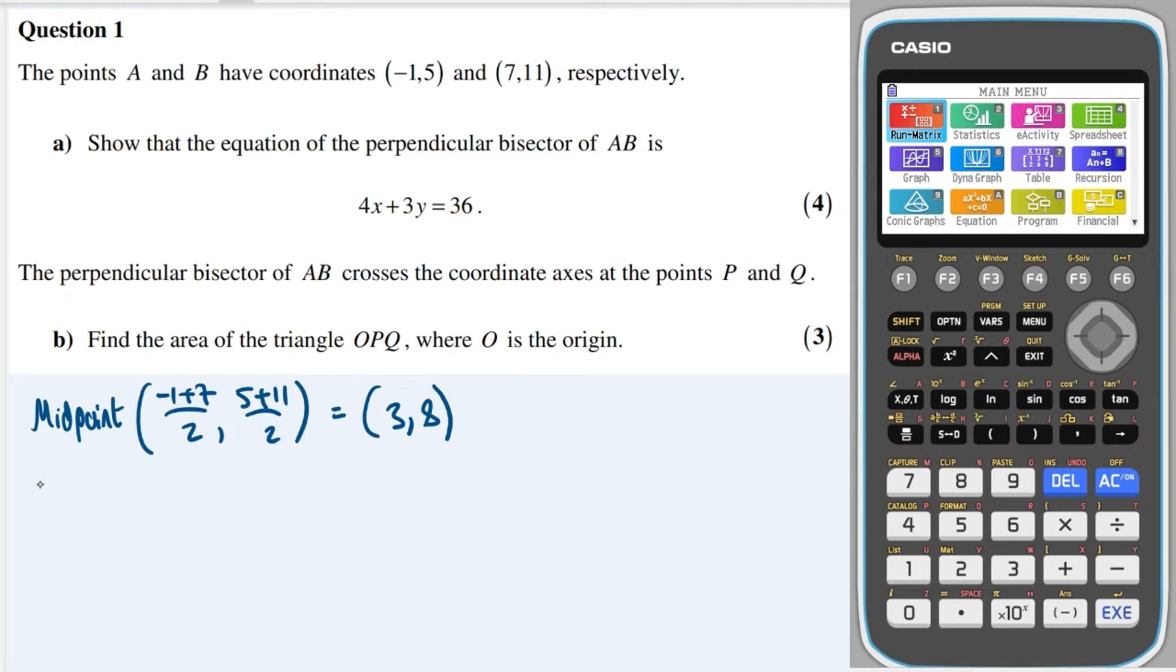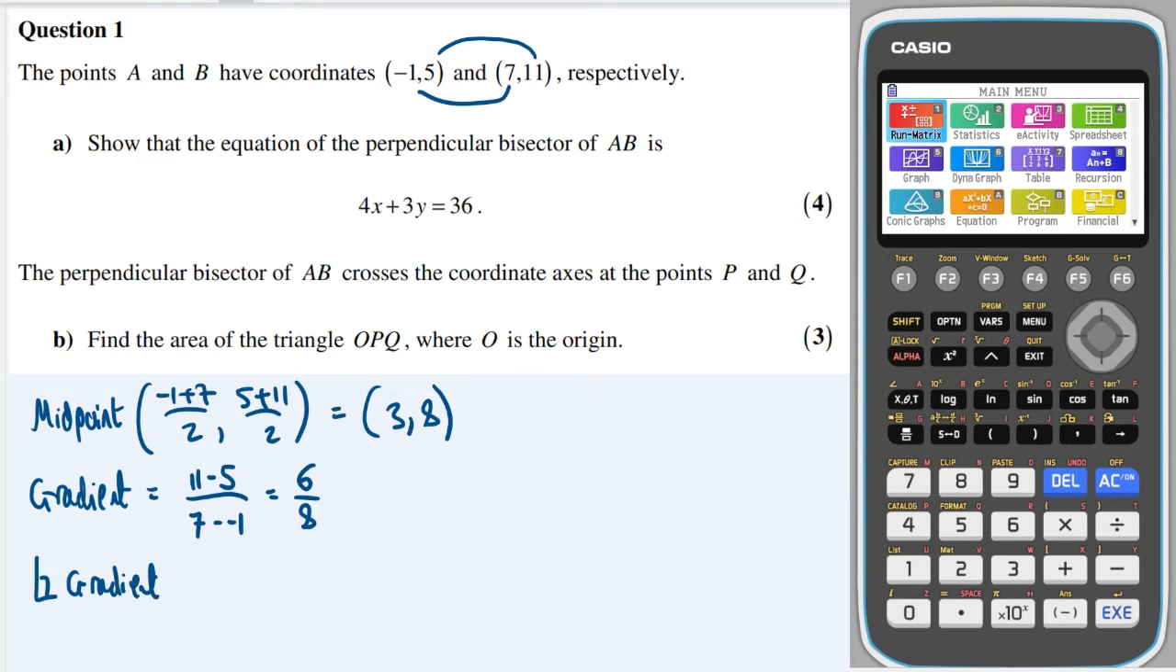Now we're going to need to work out the gradient of the line. And the gradient is equal to the change in the y, so 11 minus 5, over the change in the x, so 7 minus 1. This is 6 over 8. Great, so now I can work out the perpendicular gradient, because this is just the negative reciprocal of the gradient between the two of them. So this gradient can simplify down to 3 over 4. The negative reciprocal will be minus 4 over 3.